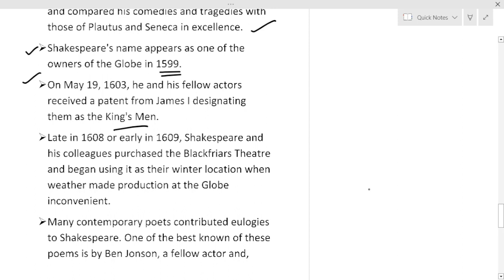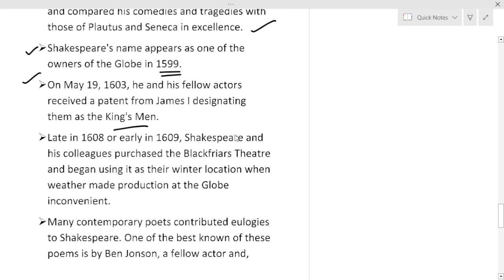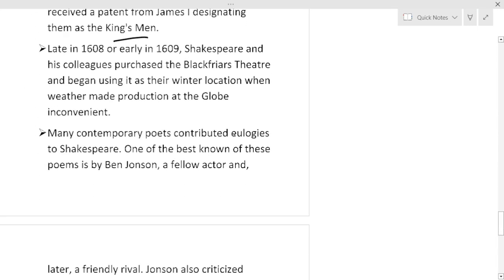After Queen Elizabeth's time, it was Chamberlain's Company. You have to remember this. And after Queen Elizabeth died, it becomes the King's Men. Later, late in 1608 or early 1609, Shakespeare and his colleagues purchased the Blackfriars Theatre and began using it as their winter location when weather made production at the Globe inconvenient. So, I have planned one video on the theatre of Shakespeare's time. I am working on it.